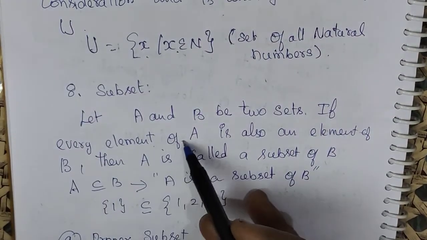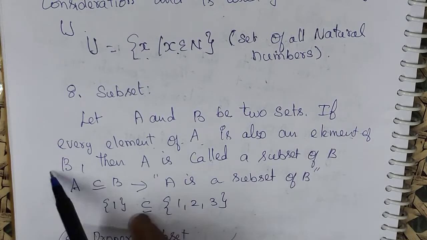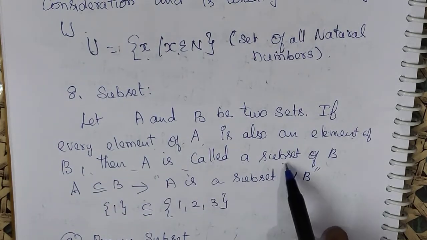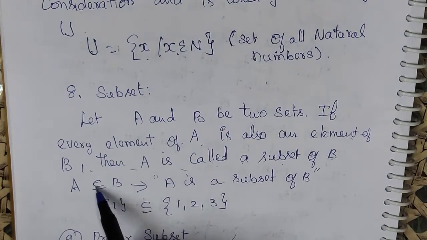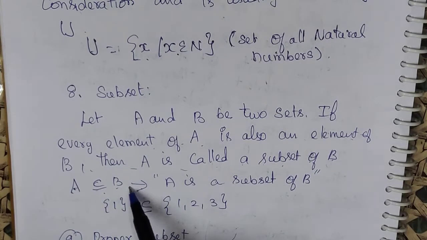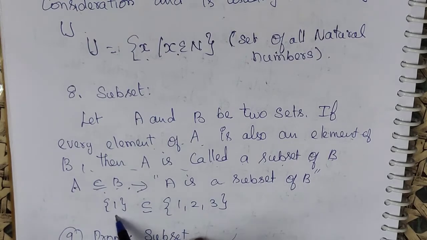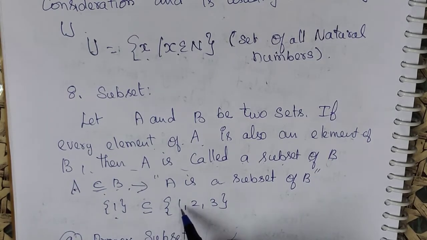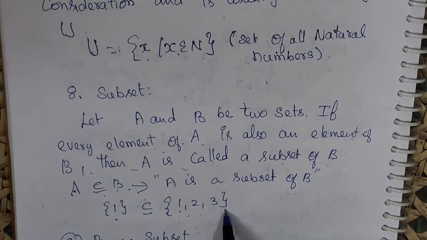And subset. Let A and B be two sets. If every element of A is also an element of B, then A is called a subset of B. So A contained in B. We read this as A is a subset of B. So the set containing the element 1 is a subset of the set 1, 2, 3.